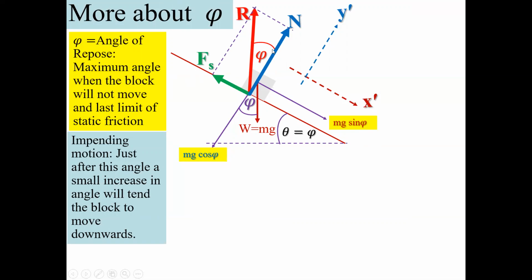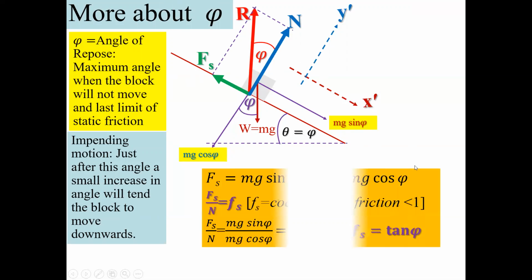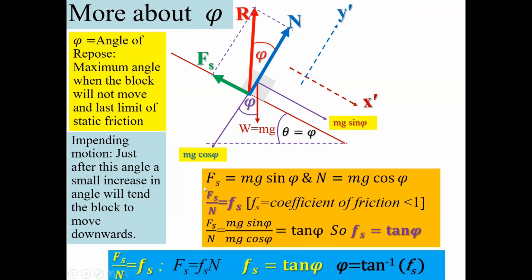Actually, this phi is the most important. We have just proved that if there is no external force, only self weight, this phi will be the same. So what is this phi? That is the angle of repose. We can very well find out the Fs. So the ratio of Fs and N is equal to small mu s, which is the coefficient of friction. And we can see that mg cancels, and it becomes tan phi. So mu s is equal to tan phi.